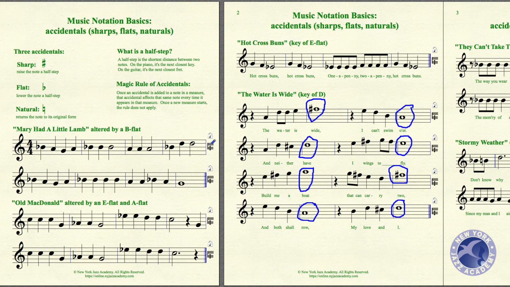Let's stop there because I want you to notice something. See this note right here? What is this note? Is this an F or is this an F sharp? This is a perfect example of the magic rule of accidentals, because this note is also sharped. Here's the original F sharp in the measure, and because the measure hasn't ended yet, we sharp this note also.